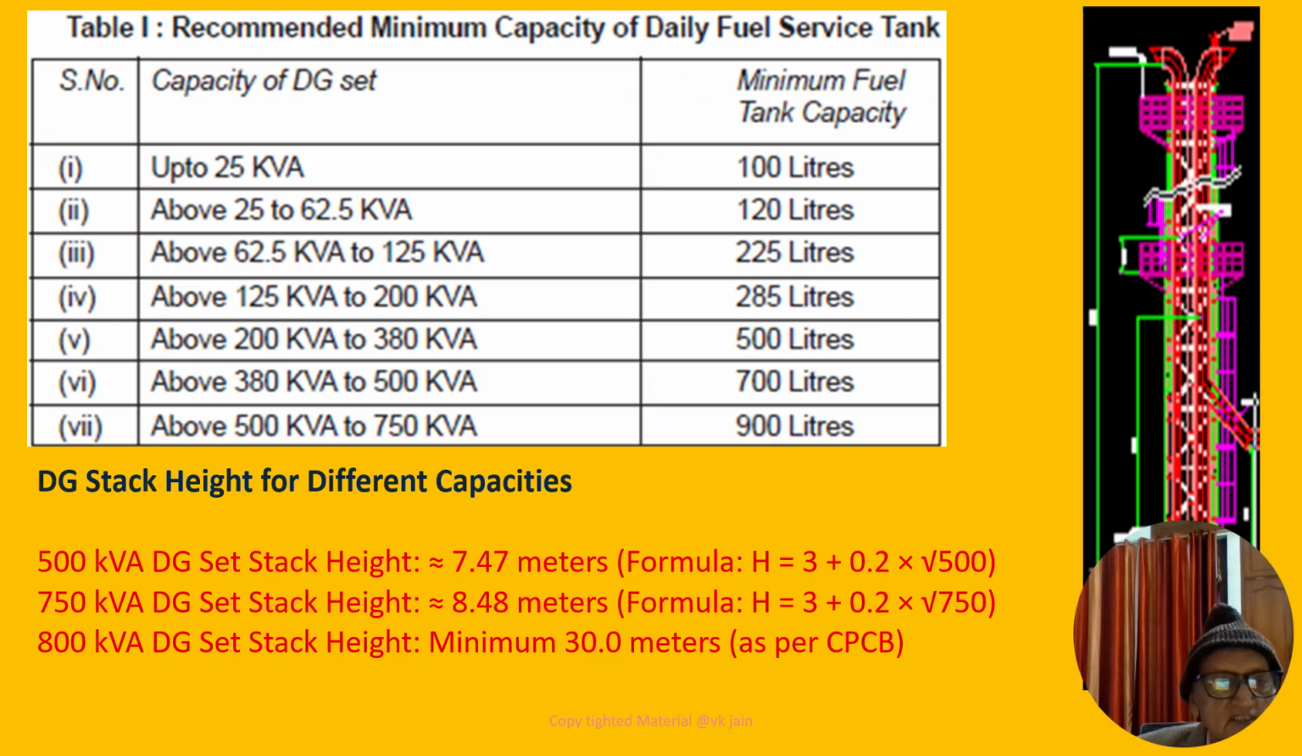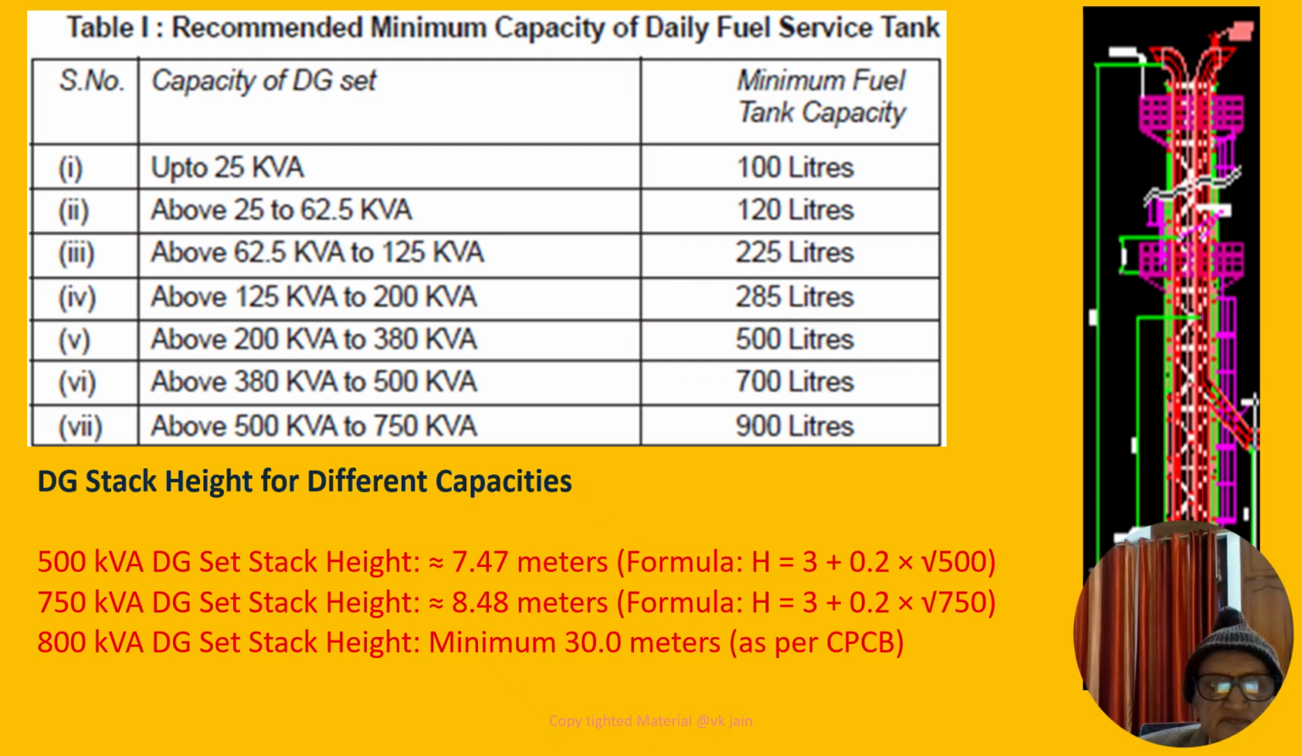This particular slide shows two different things. One, minimum capacity of daily fuel service tank, which is provided with the diesel generating set when it is getting manufactured. This table shows the capacity from 25 kVA to 750 kVA, which is 9,000 liters. Now, the second important aspect of this slide is DG stack height for different capacities.